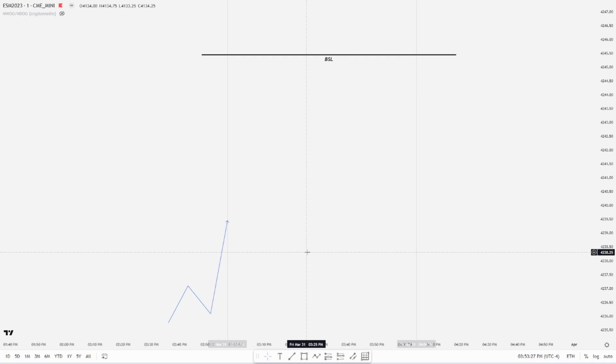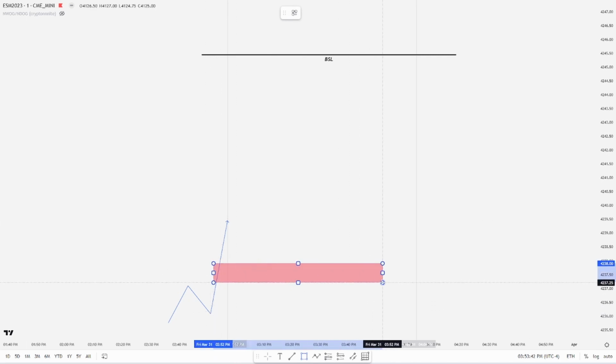Okay, first we're going to be looking at our long setup. We want our untapped liquidity, which in this case is going to be buy side, and then we're going to look for our fair value gap in the most recent price swing. Here's your most recent price swing right here. We're going to look for our fair value gap. We'll say there's one residing right here in the middle, just the blue.